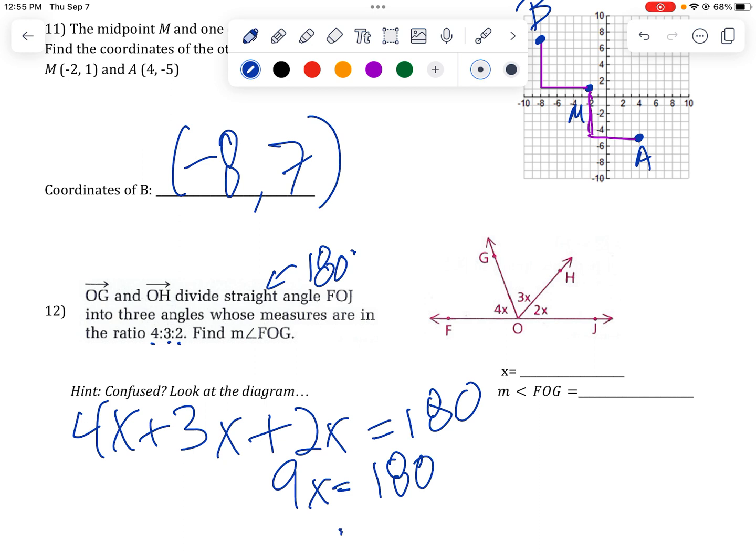So you get an x value of 20. Okay, x is 20. So to find angle FOG, FOG is right here. So FOG is 4 times 20, which gives me 80 degrees. All right, that is number 12.